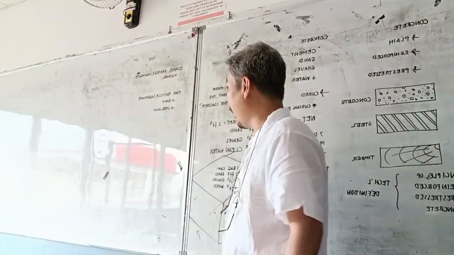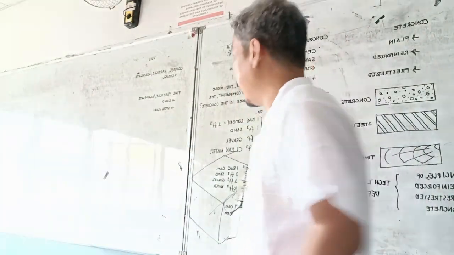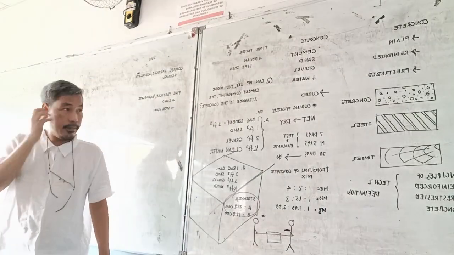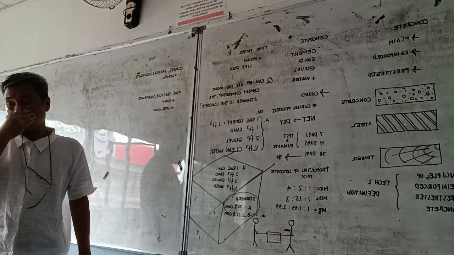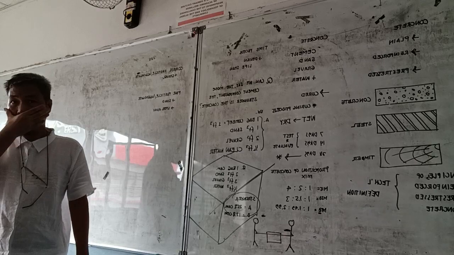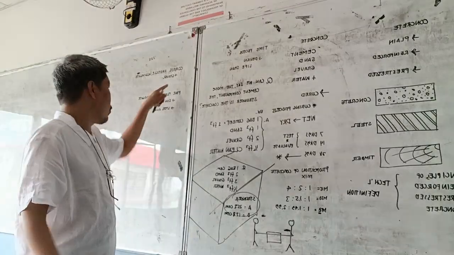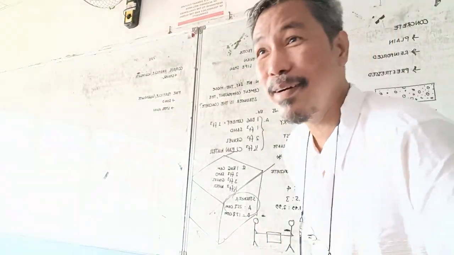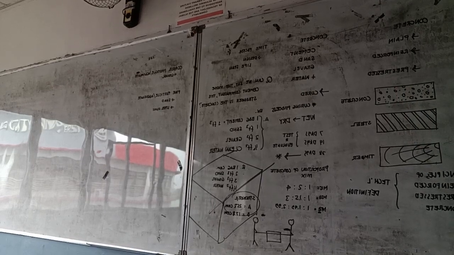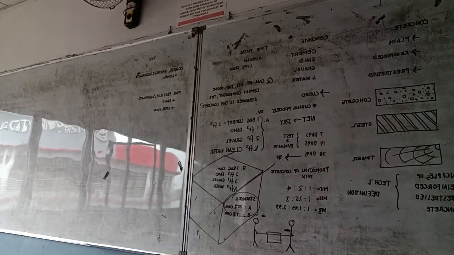There are other types of fine aggregates, right? About gravel, there are other types of gravel. So you know, yung buto ng tao, napakatibay. Maraming buto. Bones. Gawin mong gravel, para pampatibay ng building, no?